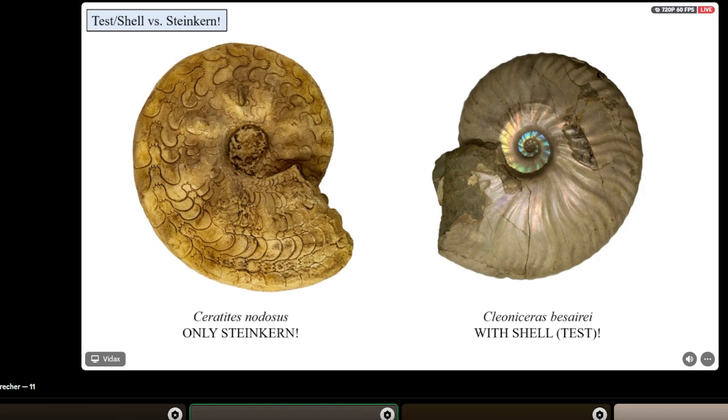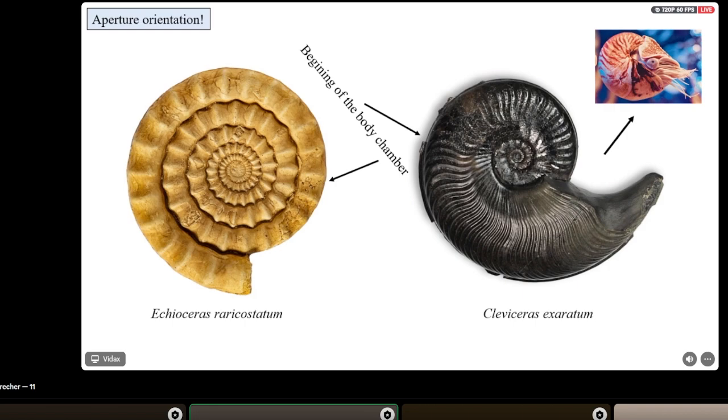What is the orientation of the aperture? The aperture most likely varied from being almost vertical, like the one on the left, to being somewhere like 45 degrees and probably everywhere in between. For these normally coiled ones, it will change for the ones that I will show you later.